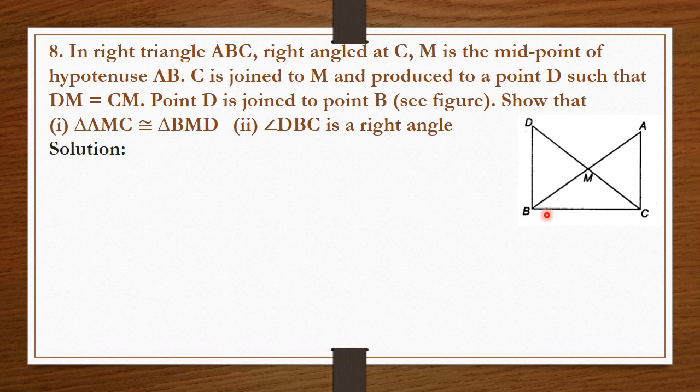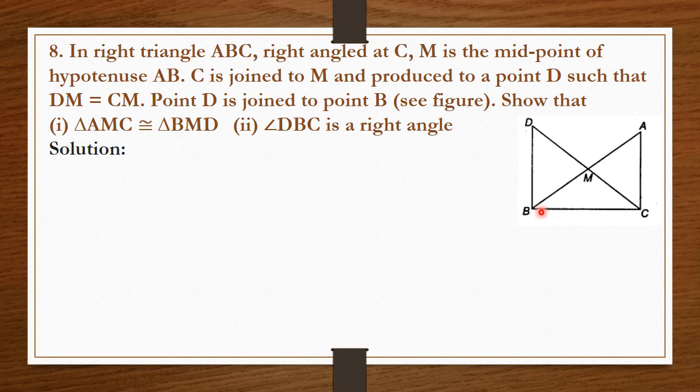So AB is the hypotenuse as angle C is 90 degree and M is the midpoint of AB and produced to a point D. So if we extend CM, we'll get D such that DM is equal to CM. Again then for CD, M is the midpoint. So we can write CM equals to DM and AM equals to BM, right? M is the midpoint of both the lines. Point D is joined to point B.